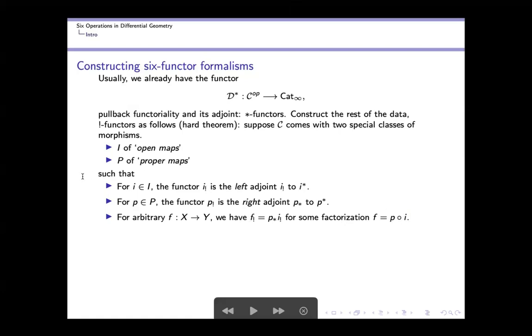And for all of this to work, so that with this setup you can construct a six-functor formalism, that's hard work. I'm not going to explain to you how to do that. You have to have some condition on how to do this factorization. So usually you require that maybe there's a contractible space of such factorizations.